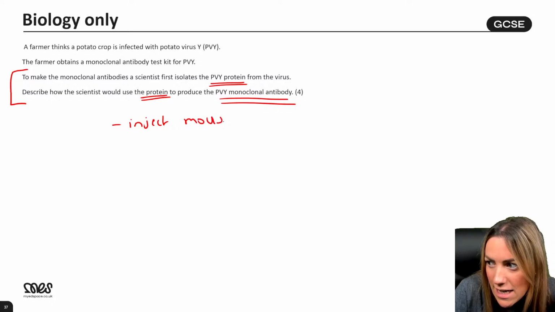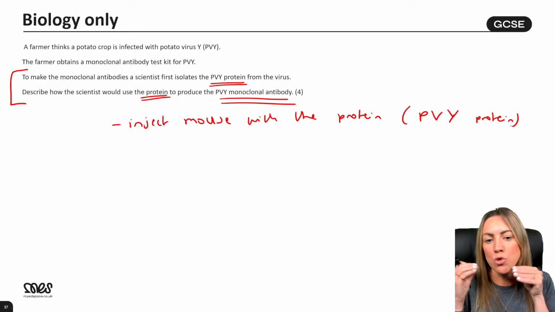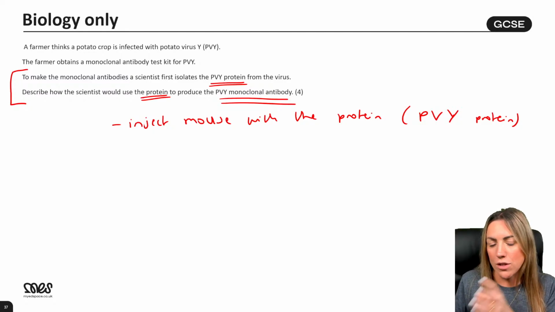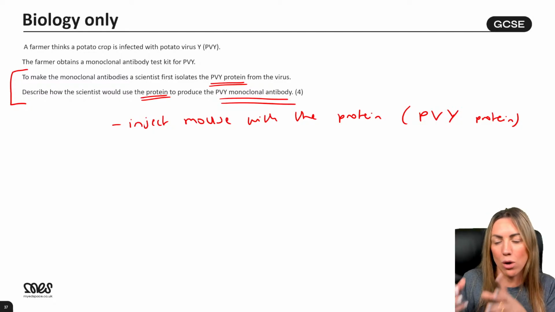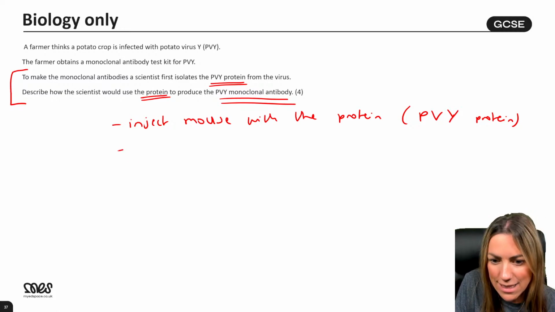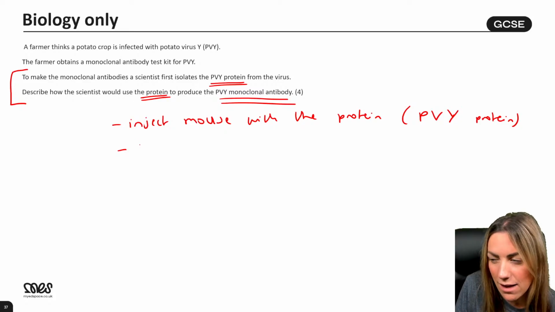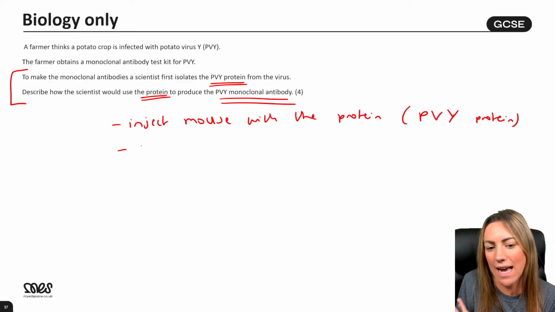Very good start. Inject mouse with the protein. It's called the PVY protein, isn't it? Okay, so this is the protein that you want to make the antibody for. So you're going to inject that protein, which we're told is called PVY, so we can use that abbreviation. We're going to inject that protein into a mouse. Okay, let's be specific. Obviously, when we do this, the mouse is going to have an immune response and it's going to start producing lymphocytes.